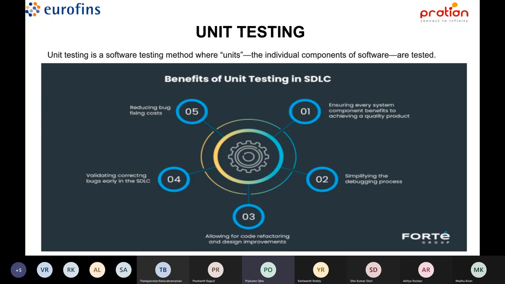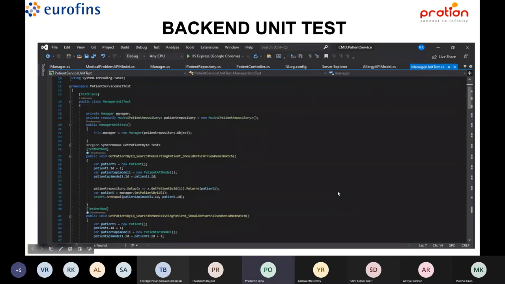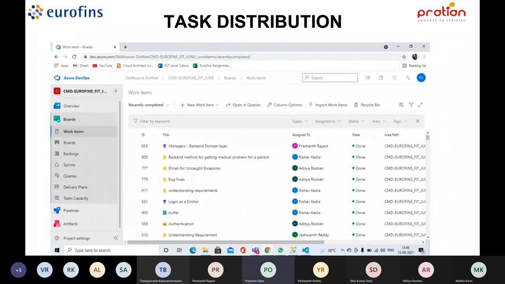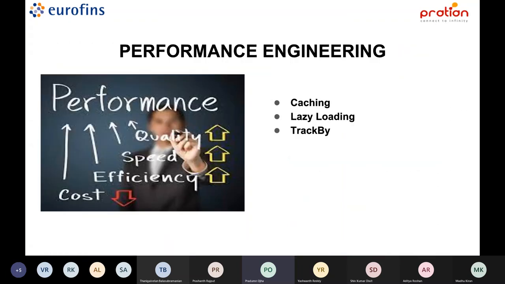Madhu, move on to the next slide. This is a code snippet of how we have implemented unit tests. We have used a mock framework for mocking, and I will give a detailed explanation in the code walkthrough. Moving on, we have done task breakdown using Azure DevOps and divided the parts among ourselves by creating backlogs and everything. Now Kushal will explain how we have used some methods to improve performance in our project. Over to you, Kushal.